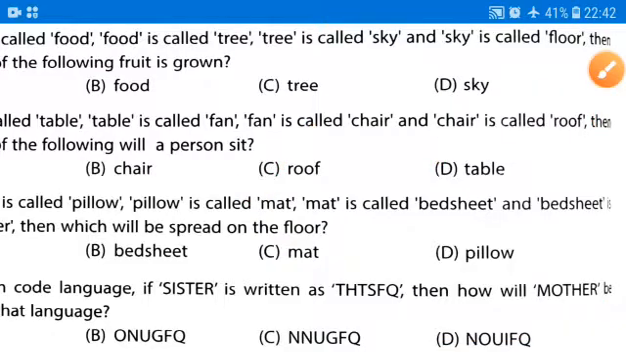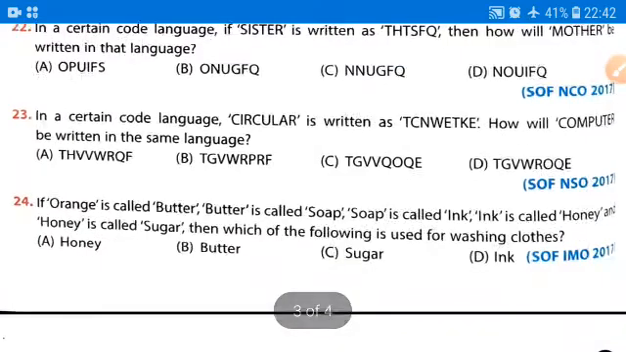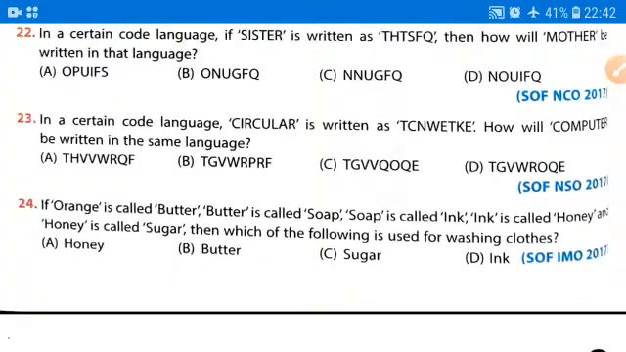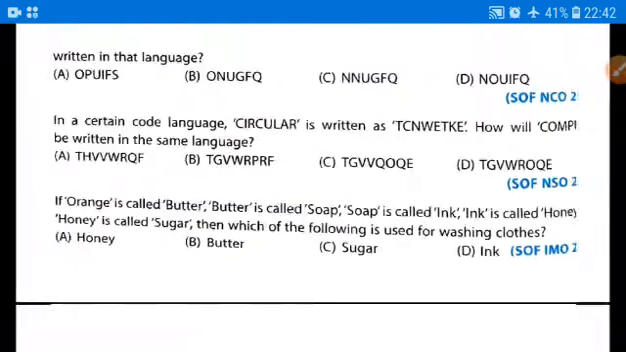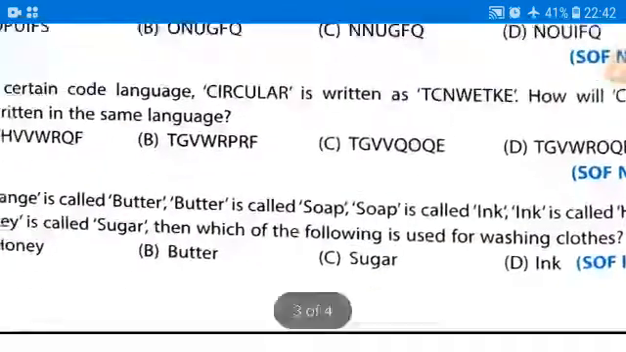Now again moving further to question number 23. This is a very high thinking order question, so I will suggest you try it on your own. Just pause the video and try it. If you get the answer, that is good. If you are not able to get the answer, I will give you the way.